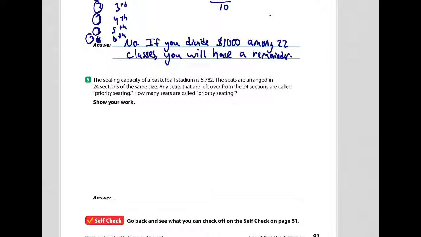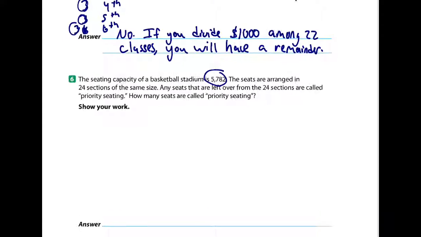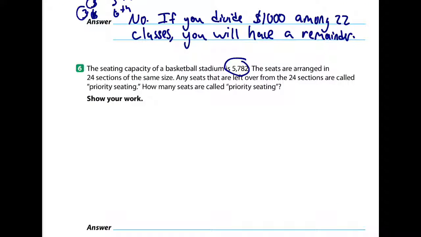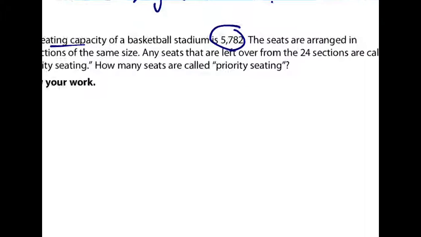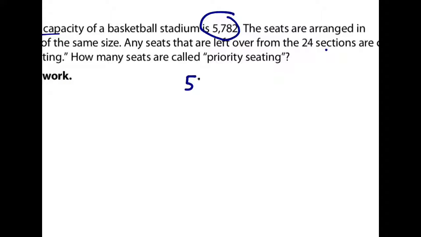Ooh, interesting. So let's think of this. There are 5,782 people who can fit in that stadium. That's the seating capacity. And the seats are arranged in 24 equal sections. So that means those 5,782 seats are going to be divided into 24 groups. So any seats that are left over will be priority seating. So when it says how many seats are called priority seating, they are actually looking for the remainder of this problem.